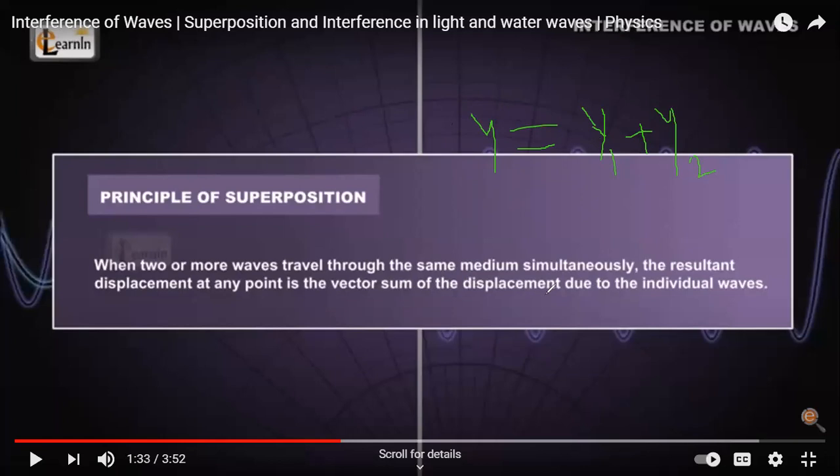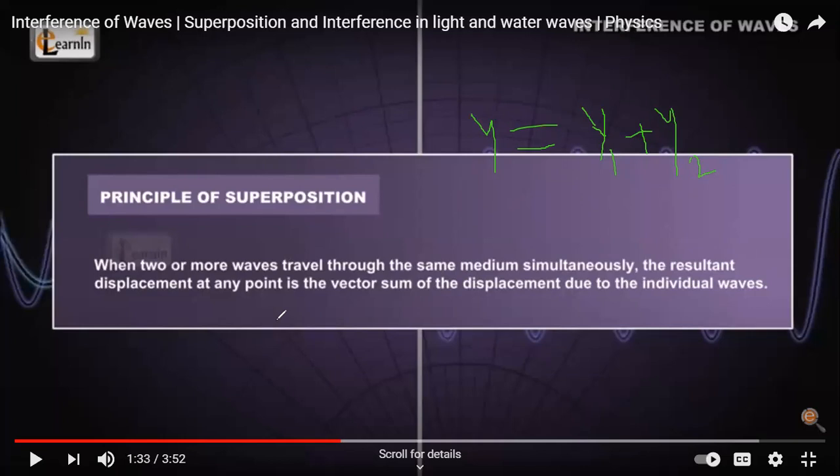It is the vector sum of the displacements due to the individual waves. y1 is the displacement of the first wave and y2 is the displacement of the second wave. So the resultant will be y1 + y2. The vector sum of y1 and y2 gives you the resultant displacement. That is what the principle of superposition states.